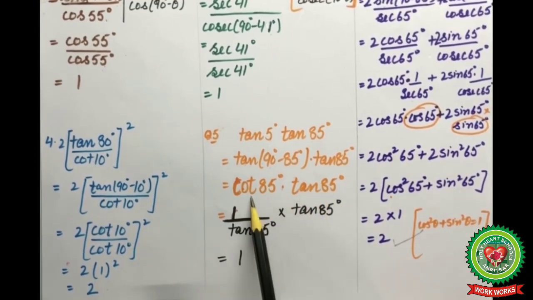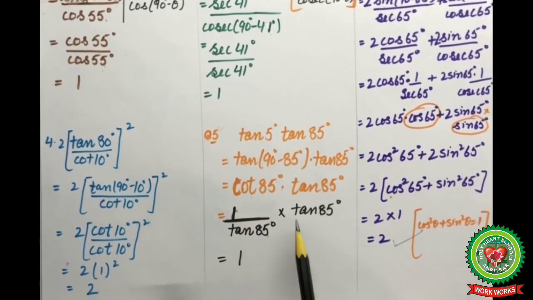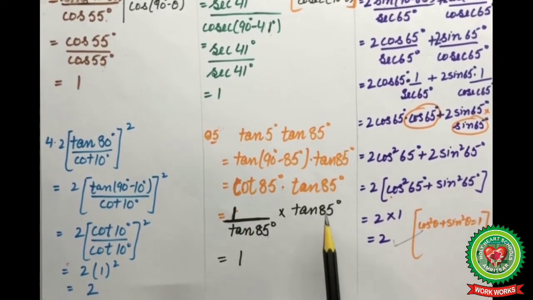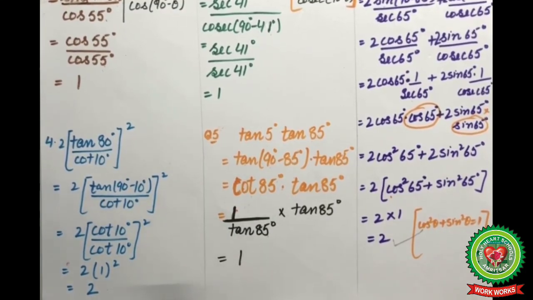Now cot and tan, they both are the reciprocal of each other. So we are going to write down cot 85 as 1 upon tan 85 into tan 85. Now tan 85 and tan 85 will get cancelled out and we'll get the answer as 1.